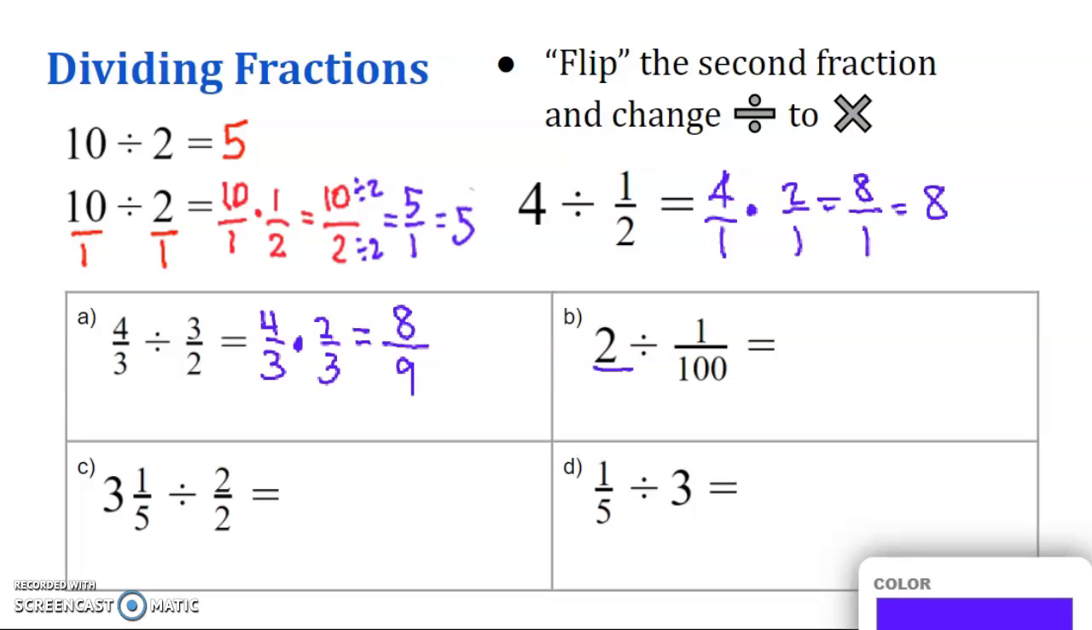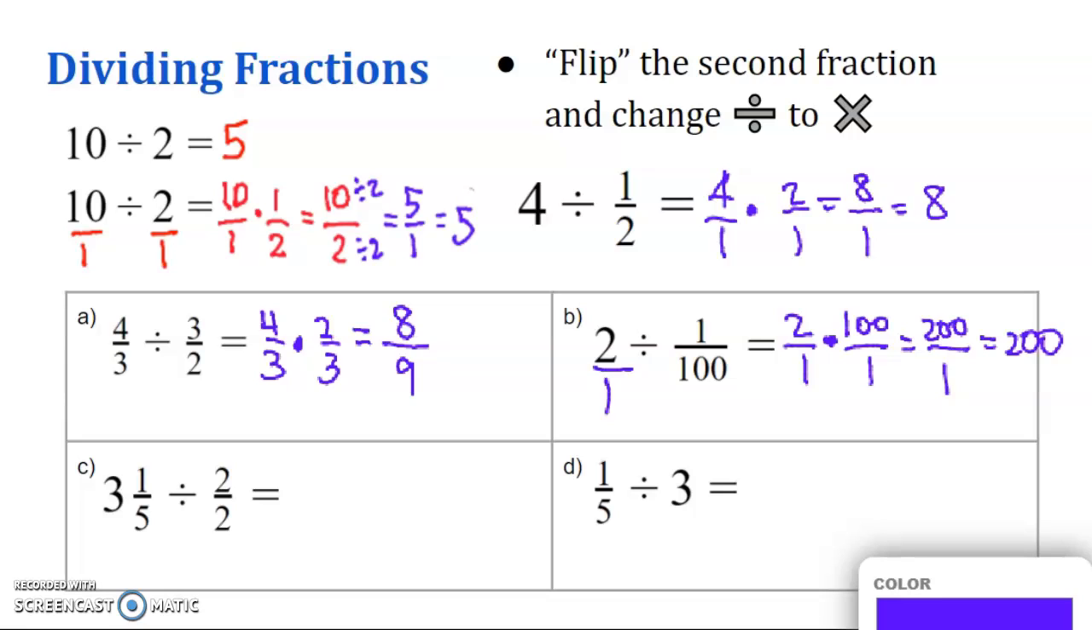2 is really same as 2 over 1. Okay, so this becomes 2 over 1 multiplied by, flip the second fraction, and that's 100 over 1. Top with top, bottom with bottom, that becomes 2 times 100 is 200. Divide by 1. 200 divided by 1 is just 200. That's our final answer. What about this?